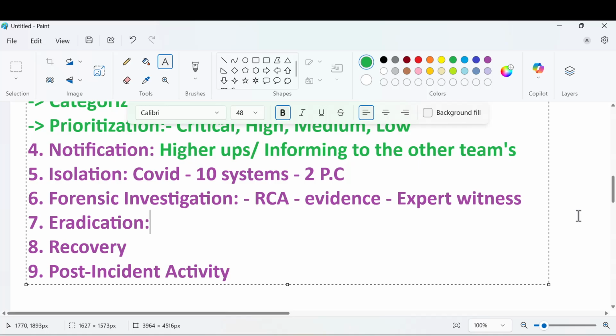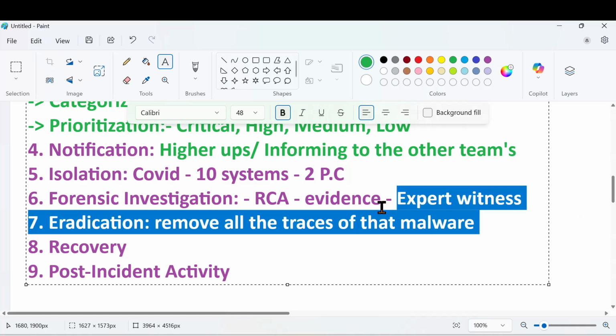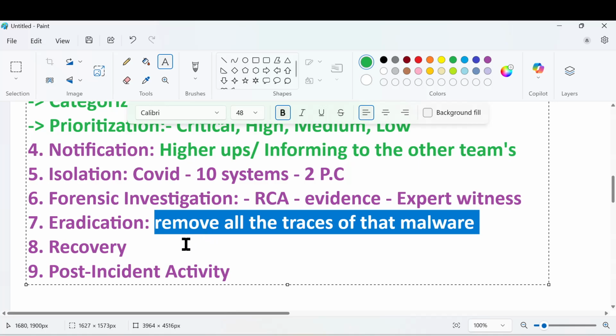Then afterwards, once we have collected all the evidence regarding that particular incident, that particular attack, we will be moving to the eradication phase, in which we will simply try to remove all the traces of that malware from our system to make sure that our system is ready to use, right?